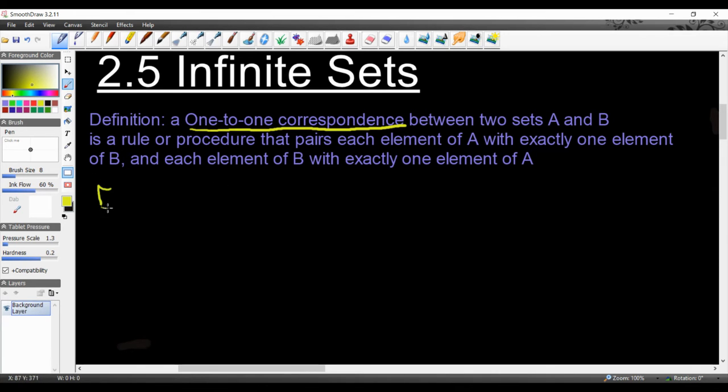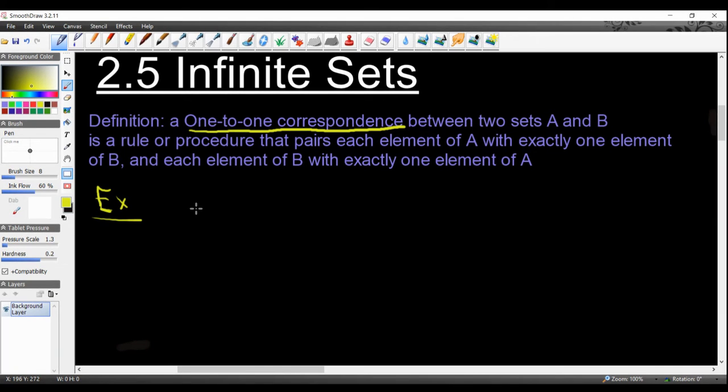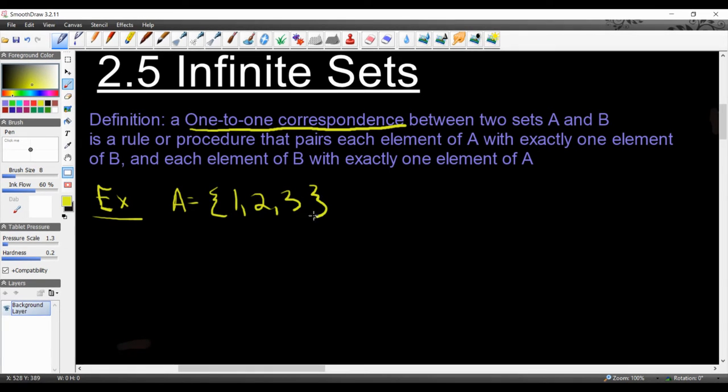So for example, and I'm just going to jump into these because these are not too bad. By the way, this video shouldn't be too long, so hopefully that's some good news. Let's say we have a set A is equal to 1, 2, 3, and set B is equal to 7, 8, 9.